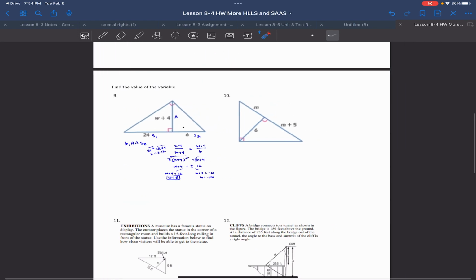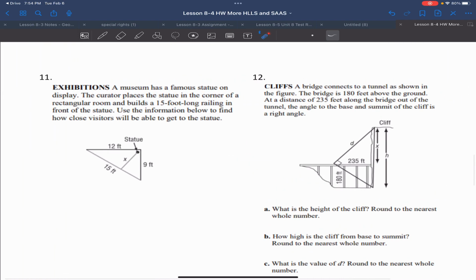Okay, I notice we have some word problems. Golly, we have some word problems here.